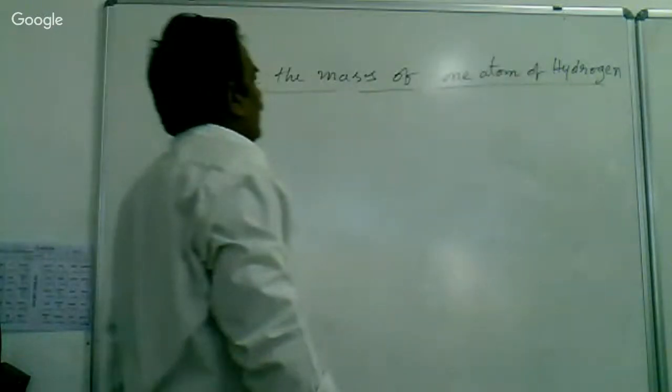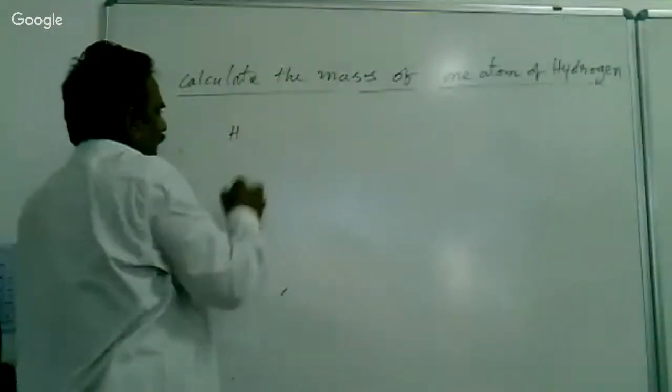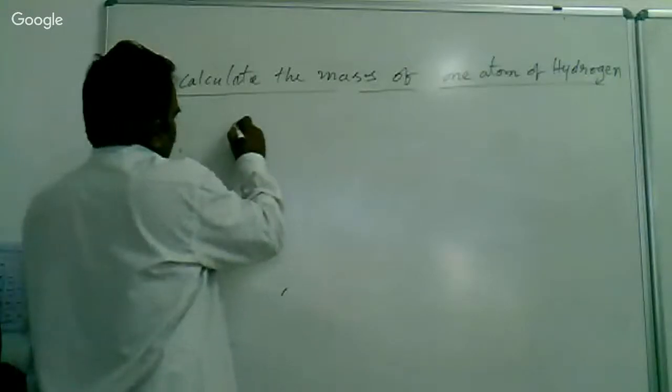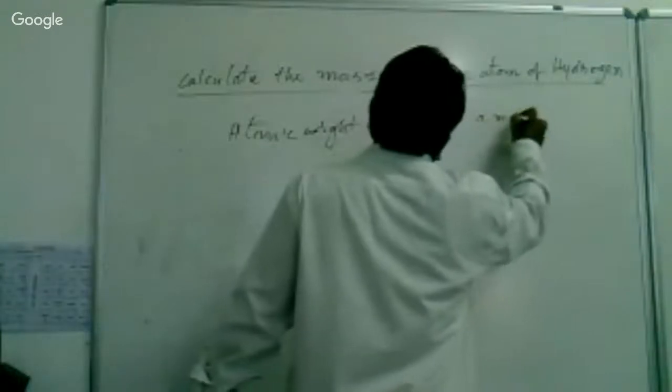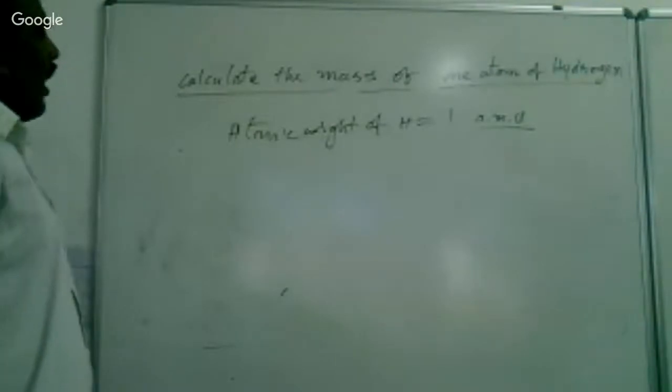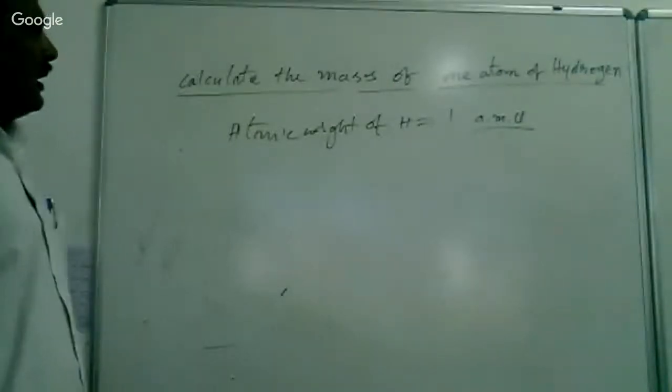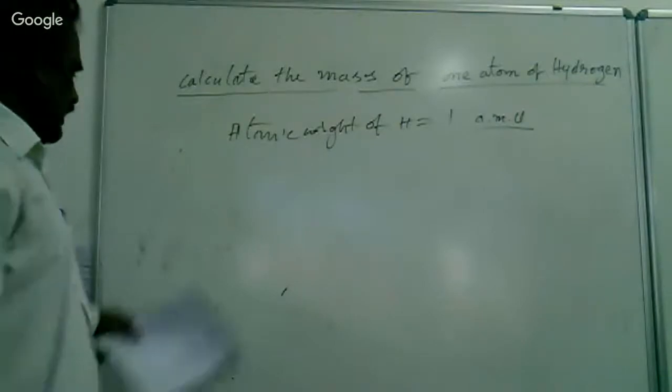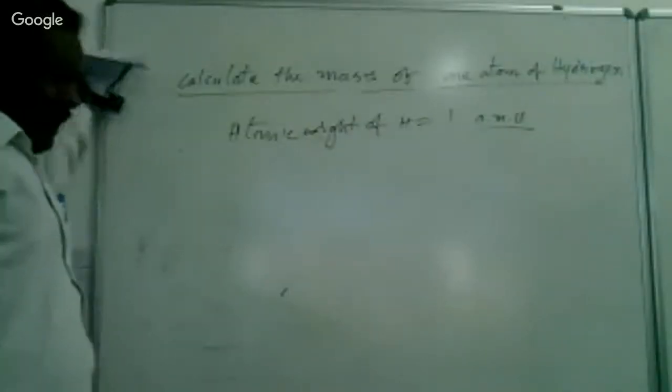So here what he is asking is, as we know, the atomic number of hydrogen is 1. So the atomic weight of hydrogen, H, is equal to 1. So what is this 1? It is nothing but 1 unified mass, or simply 1 atomic mass unit. So here he is just asking, what is the weight of one atom? So how do we calculate this one? Let's have a look. Atomic mass by Avogadro's number. So what does it mean?